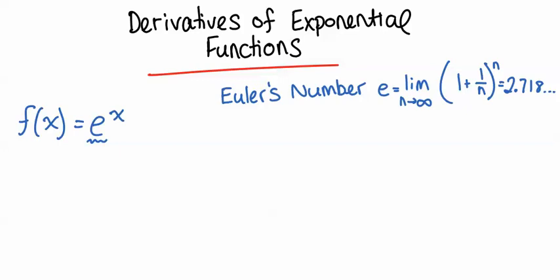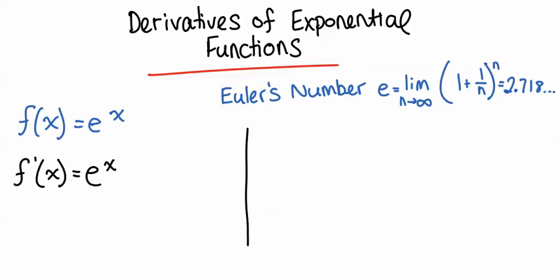Okay, so we're exploring what the derivative of e to the x is, and also what the derivative of any exponential function is, like 2 to the x, 3 to the x, 4 to the x, whatever to the x. We proved this using first principles in class: the limit as h approaches 0 of f of x plus h minus f of x over h. We used that to prove that the derivative of e to the x is actually just e to the x. Crazy.